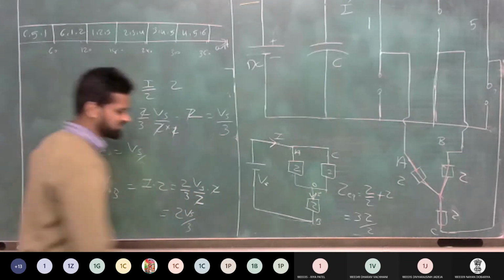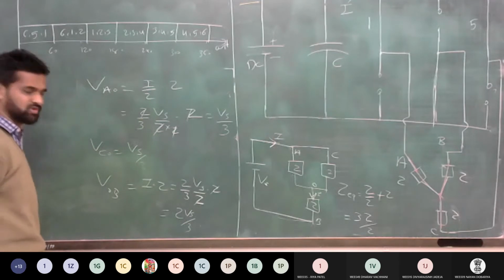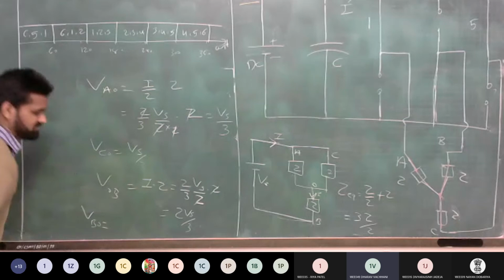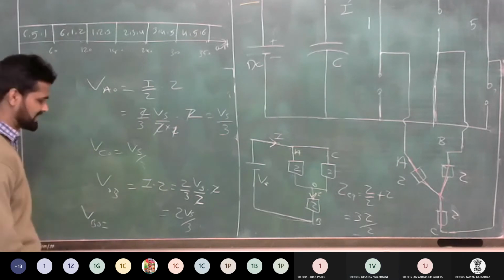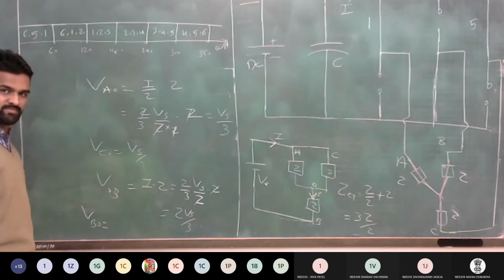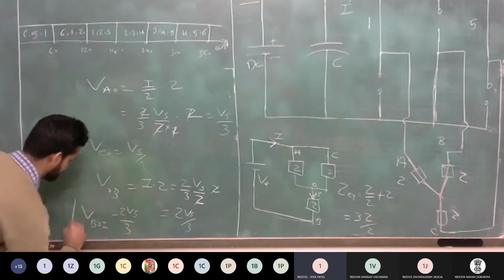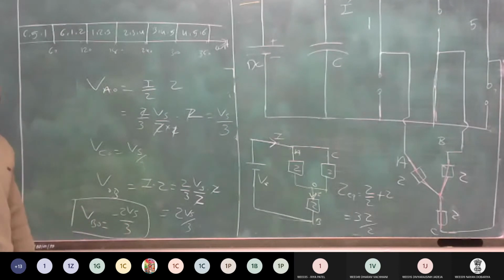But we require the voltage VBO, not VOB. So it is how much? Minus of 2 Vs by 3. Minus 2 Vs by 3? Yes or no? Exactly opposite? Yes, sir. So it is minus 2 Vs by 3. VBO, that is minus 2 Vs by 3.